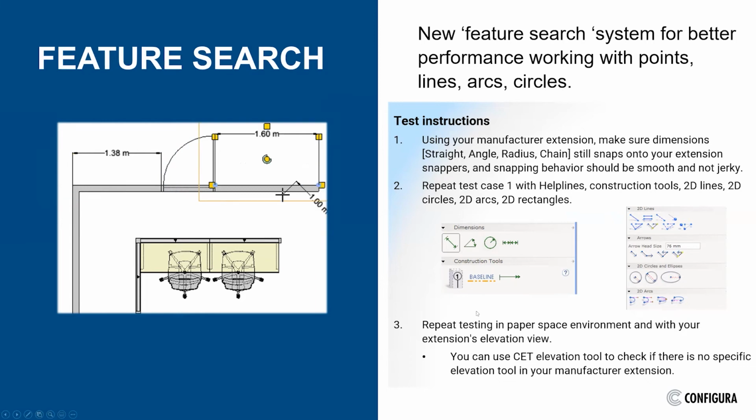And you could also try repeating the entire 1 and 2 test case over here in paper space environment. And you can also try out with your extension's elevation view. Try if the dimension 2 still snaps to your elevation view, right? You can use the CT elevation 2 if your manufacturer extension doesn't have one. Now, it's just very important to check the snappability.